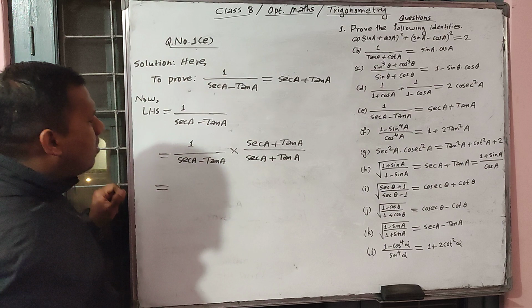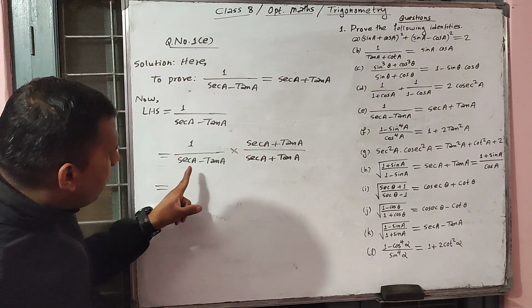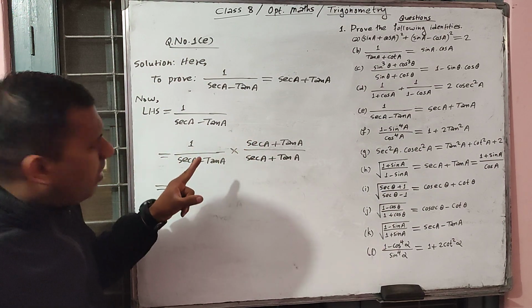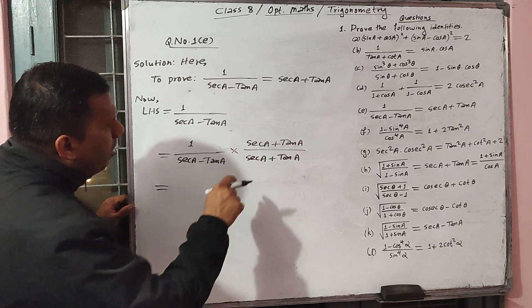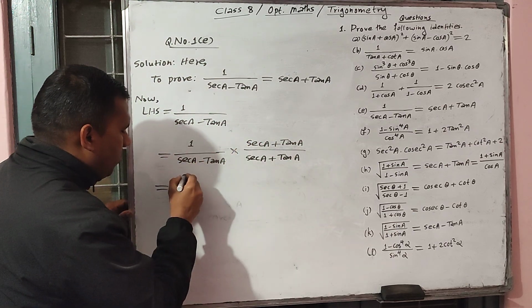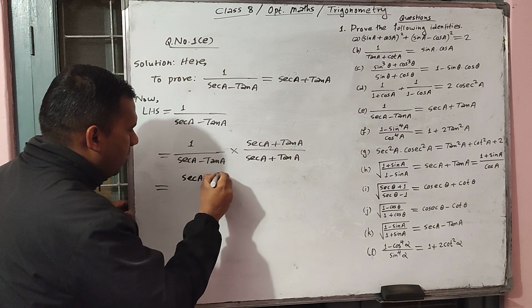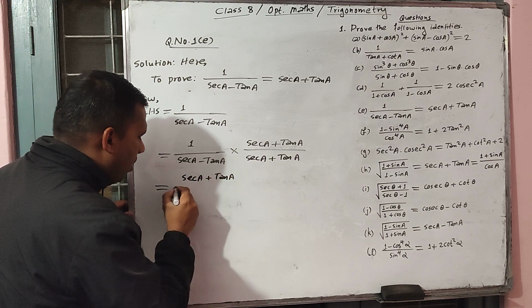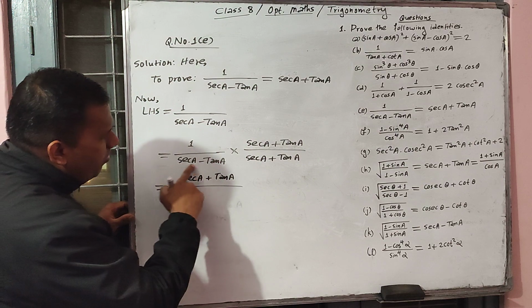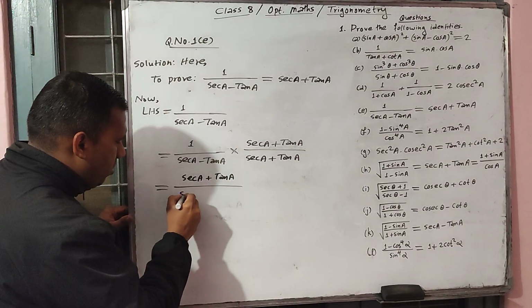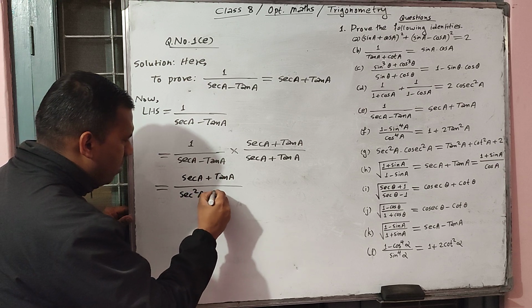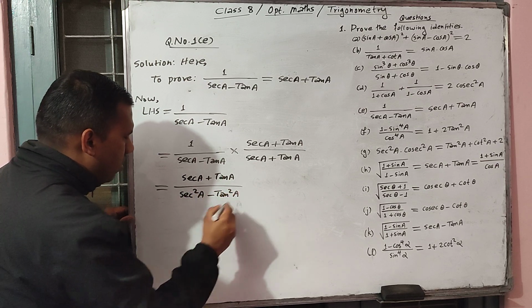Now multiply each other, upper part with upper part, lower part with lower part. That means numerator with numerator, denominator with denominator. Again, sec a plus tan a times sec a plus tan a, whole upon this a minus b form, this a plus b form. So it makes a square minus b square.